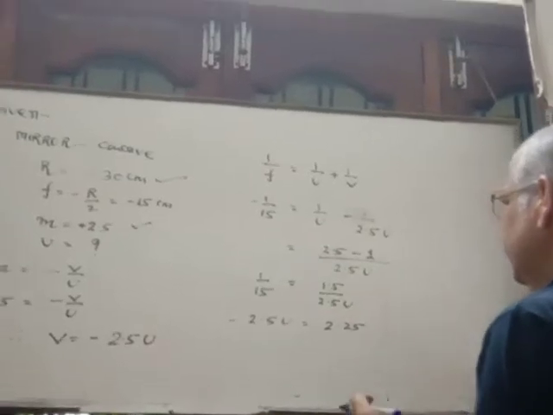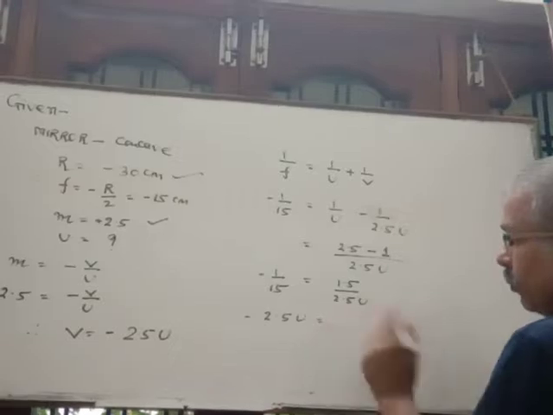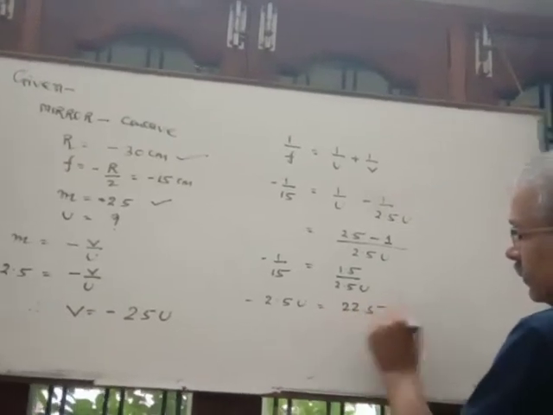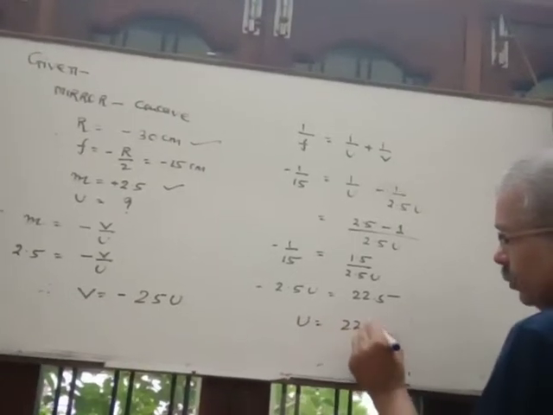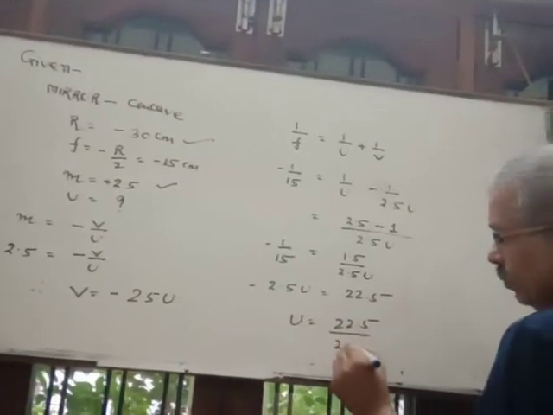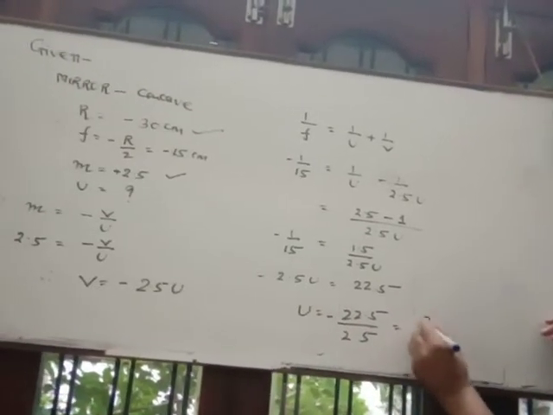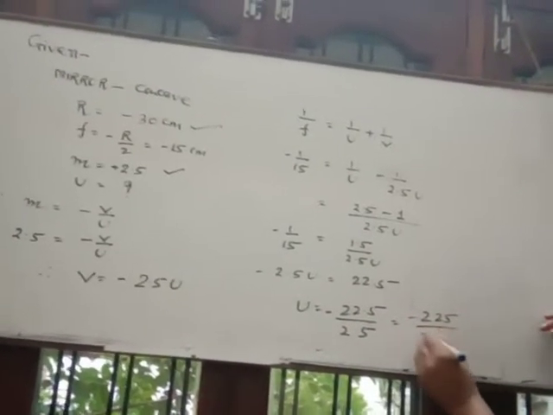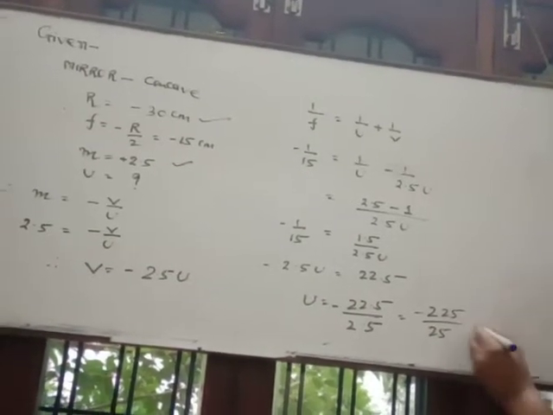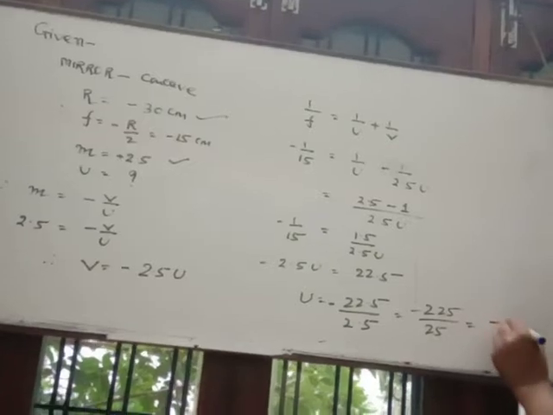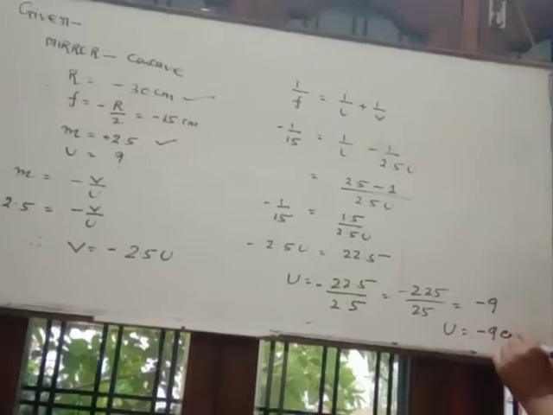So 2.5 U with negative sign is equal to 22.5. Multiply 15 into 1.5, that is 22.5. Therefore, U is equal to 22.5 upon 2.5 with negative sign. It may be written as minus 225 by 25. So 25 nines are 225, it is minus 9. So U is equal to minus 9 centimeter.